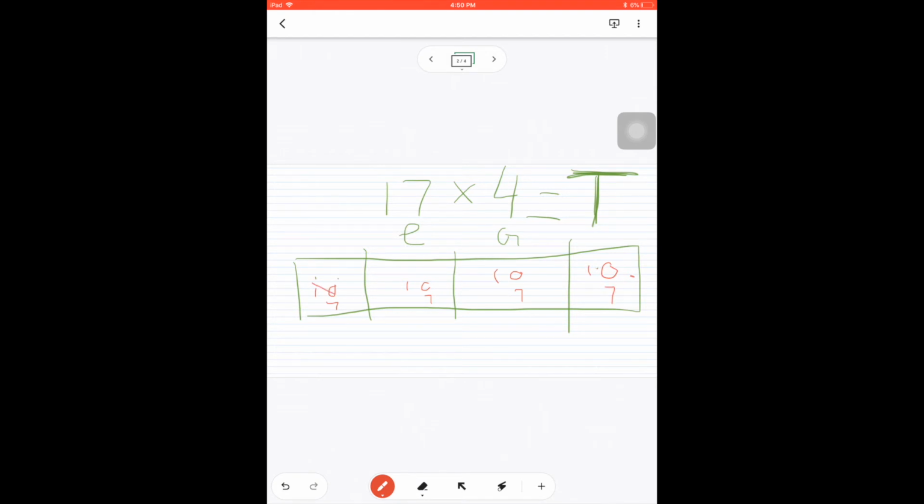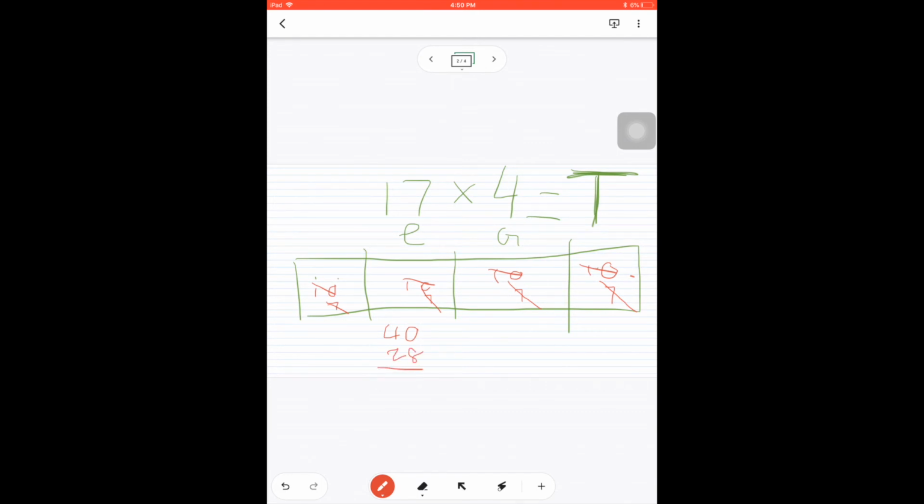So I know that's going to be 10, 20, 30, 40. Do you see me skip counting as I go? And I'm crossing them off so that I don't get lost. So I've got my 40, and now I've got to add 4 7s to it. So I know it's going to go 7. 7 plus 7 is 14. 14 plus 7 is 21. Plus 7 more will be 28.